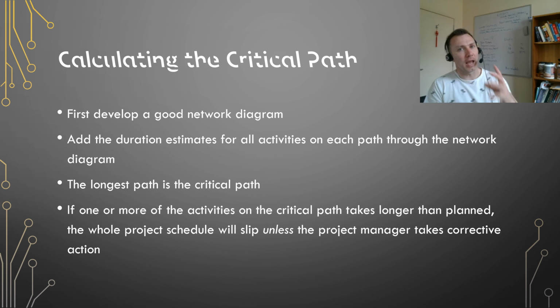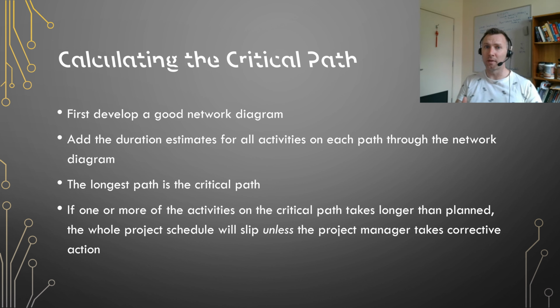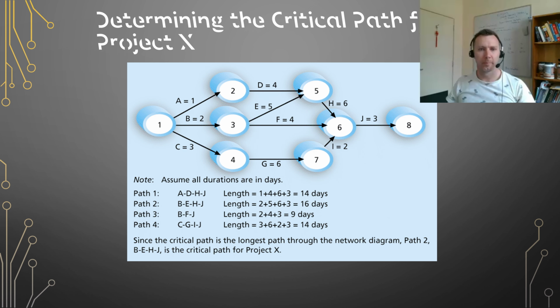And this is how you calculate your critical path. You take your network diagram and work out how long it takes to move through each path on the network diagram from the activity durations. The path that takes the longest is the critical path. If something on the critical path takes longer than expected, then the length of the project will increase, unless some action is taken to make up that lost time.